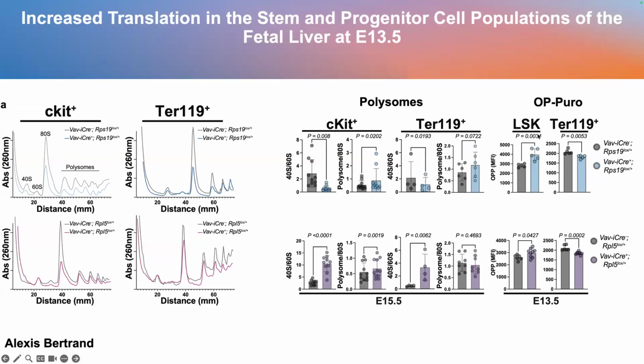So this we could do it, the OP-Puro, because it's done by flow cytometry. We could gate for the LSK population. And so we had an increase in fluorescence, meaning an increase in translation. So this was surprising to us because, of course, you have an issue in translation. Okay, here you see in blue, in purple, the decrease in the polysome, meaning activity of translation. So why do we have this increase here?